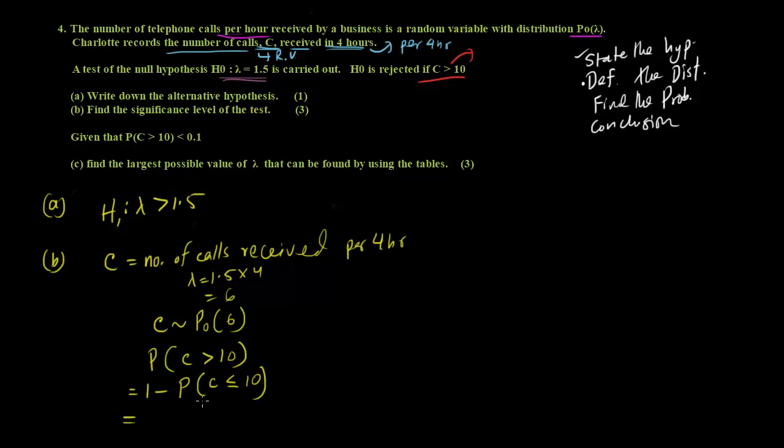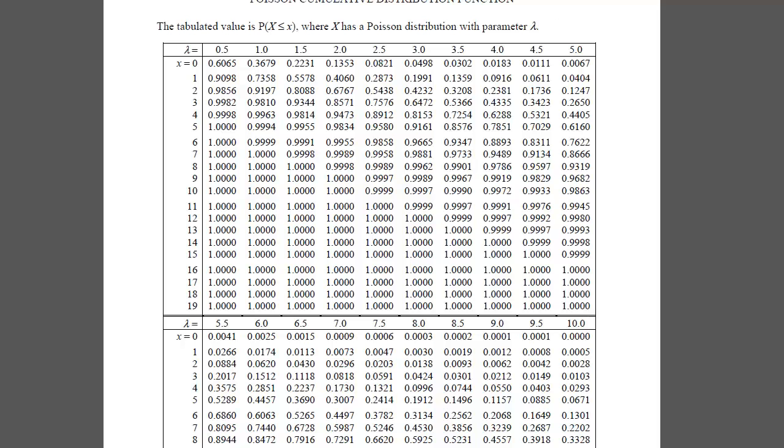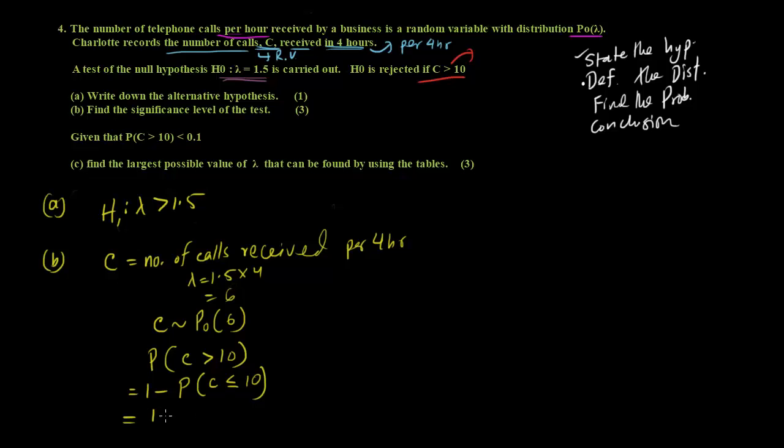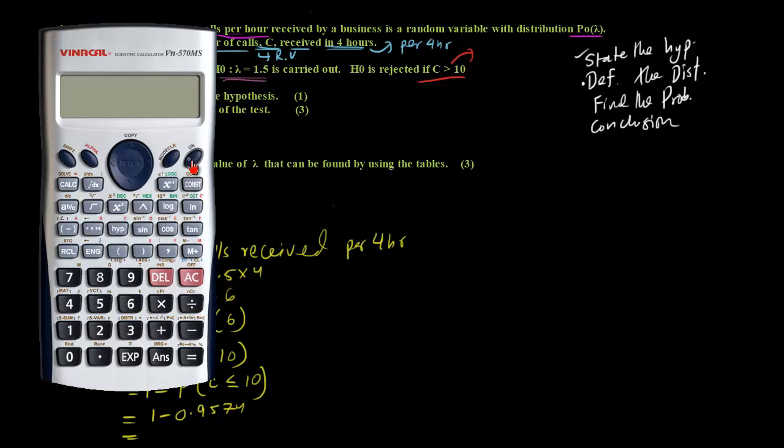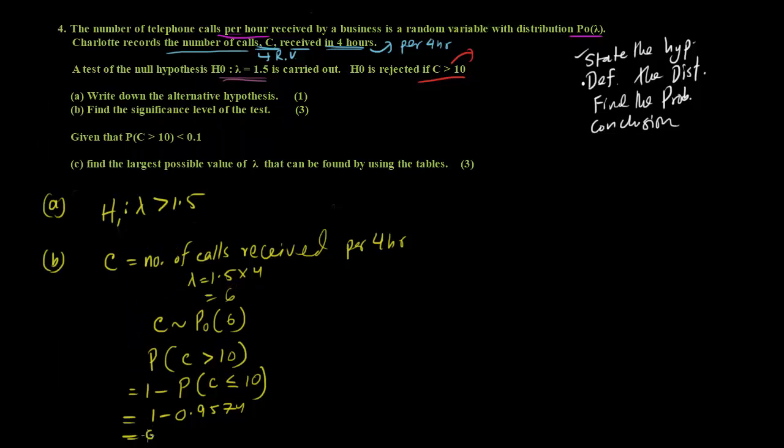So let's look up the table where we have Poisson distribution lambda equals to 6. So we have the Poisson distribution, and this is lambda equals to 6. So we're looking for less than or equals to 10. So this is 10. That means less than or equals to 10 because it is cumulative. 0.9574 is the probability. So 1 minus 0.9574, and the value turns out to be 1 minus 0.9574. It is 0.0426.